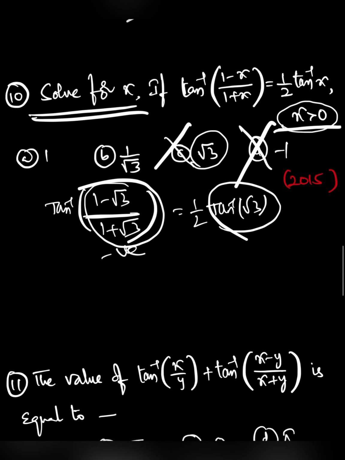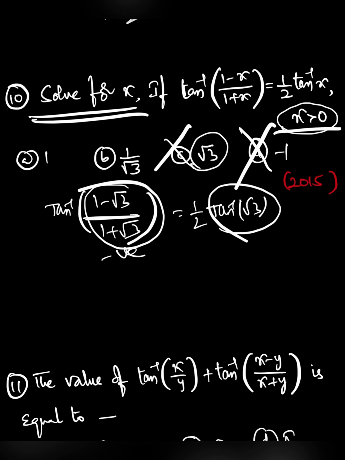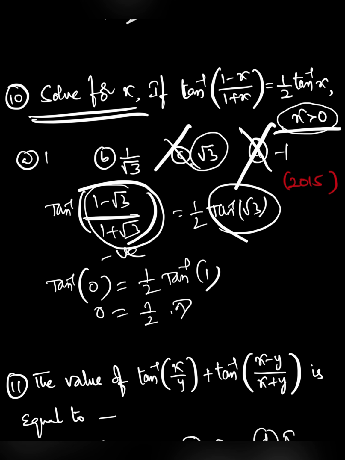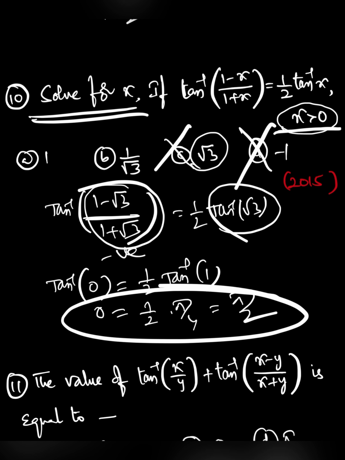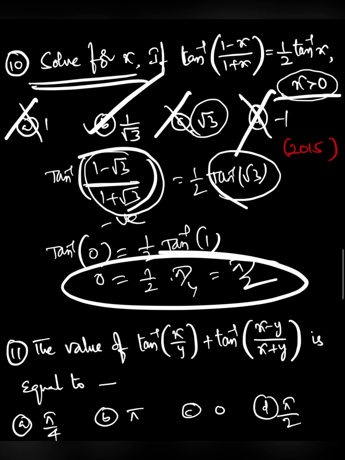Now move to the first option. If a equals 1, and I substitute in the first option, 1 minus 1 is 0, so tan inverse of 0 here, and half tan inverse of 1. Tan inverse of 0 is 0. Half tan inverse of 1 is pi by 4, which is pi by 2. So this one is also false. So option 1 is wrong. Ultimately, option B is the correct option, right? So in this way, we can eliminate the options and get the correct answer without solving the question.